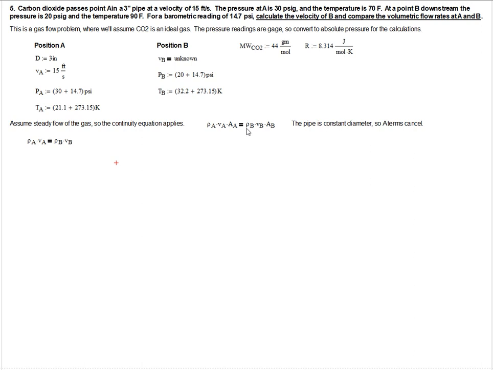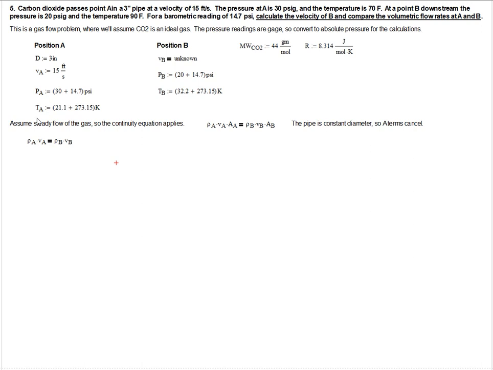Now the nice thing about this problem is that the pipe diameter is constant. So the area terms are going to cancel out. Notice that since gas is compressible, we cannot cancel out the density. The density is changing. And so what we're left with in the continuity equation is rho A times VA is equal to rho B times VB. And what do we need? Can we calculate rho A?